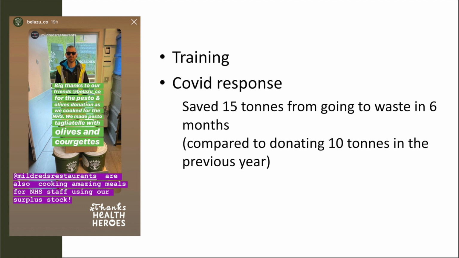So I said previously we have normally around 10 tons of food waste donations a year. Well, during the pandemic, we were able to donate 15 tons to, I think we had more than 45 different charities where we donated our olives and nuts to. I think a lot of charities had enough olives for a couple of months.